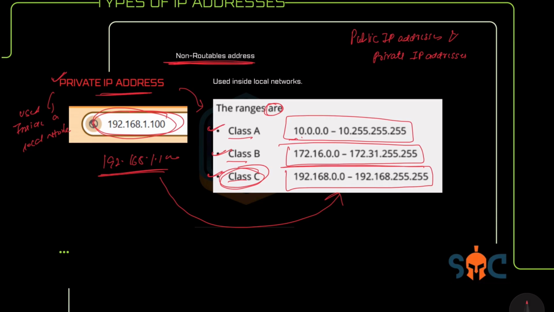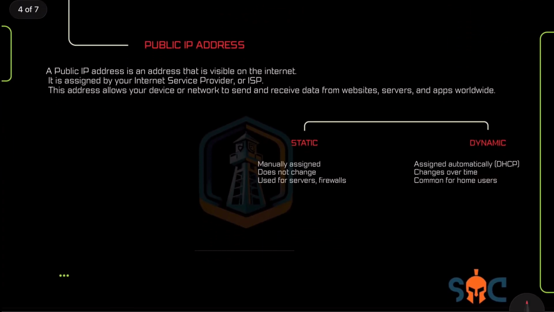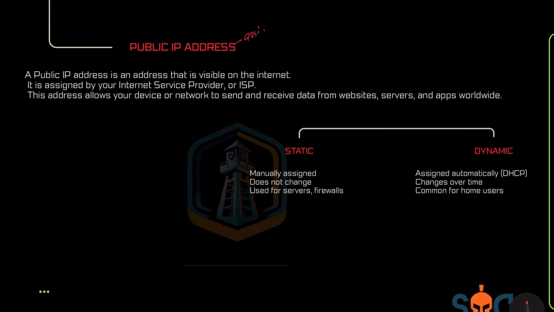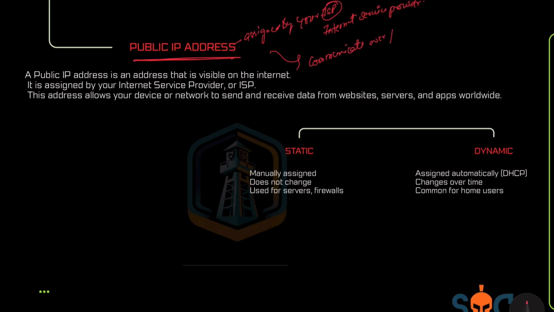Okay, moving to our second type of IP address, that is public IP address. A public IP address is basically assigned by your ISP. ISP is Internet Service Provider, and this public IP address is used to communicate over the internet. These IP addresses are globally unique and reachable over the network. Each network typically has one public IP that represents all the internal devices.